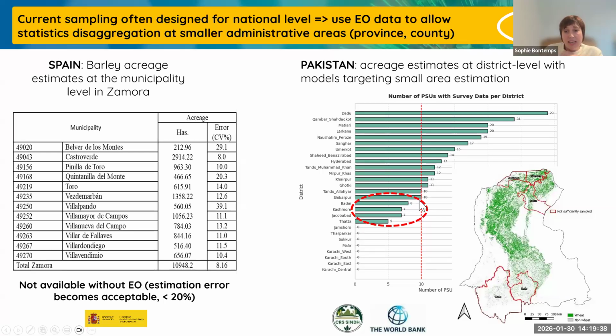Another example that we had is in Pakistan, so outside of Europe, where we did the wheat estimate. Here are the districts of the Sindh province. You can see that for some districts, we had very few samples or even no samples in the survey. But we could still estimate the acreage through specific models targeting small area estimation. This is just to show the added value of having a map if you have samples that are very complicated to visit, or sometimes in case of insecurity, for instance, or also if you want to decrease the number of samples to be visited.